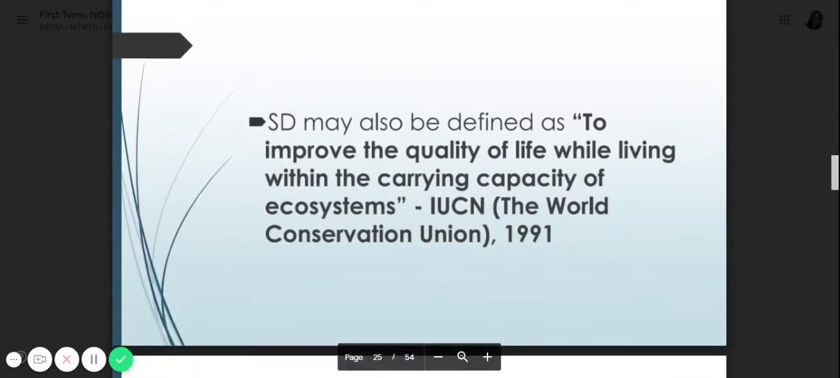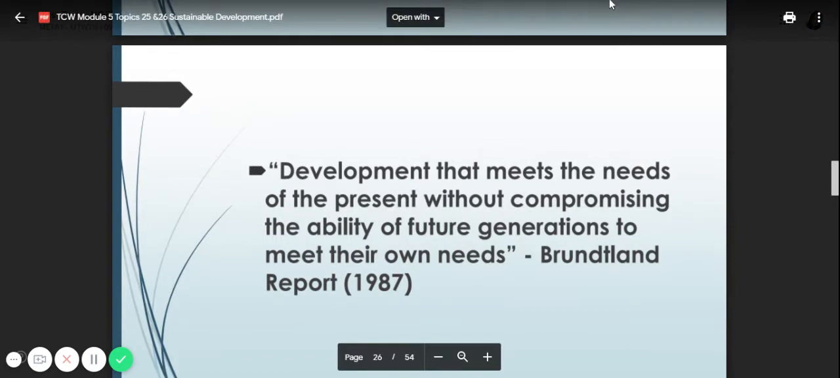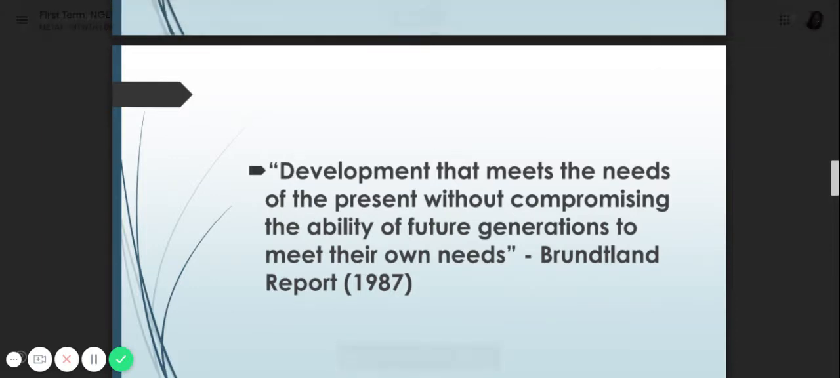So we have different definitions of SD: to improve the quality of life while living within the carrying capacity of the ecosystems, the IUCN, the World Conservation Union, 1991. We also have development that meets the needs of the present without compromising the ability of future generations to meet their own needs. That is according to the Brundtland Report 1987.